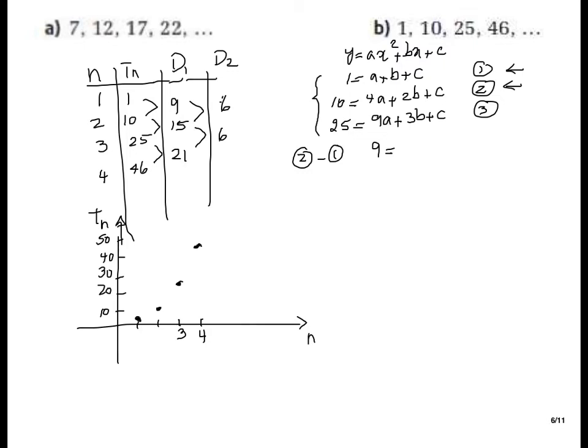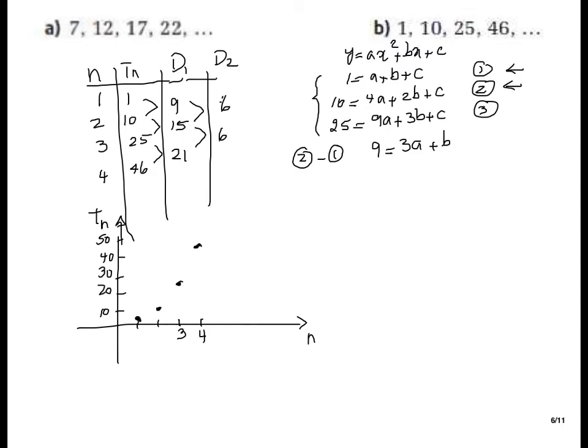4a minus a is going to give me 3a. 2b minus b gives me 1b. And c minus c gives me 0. So with the first subtraction, I'm going to get one variable to disappear.